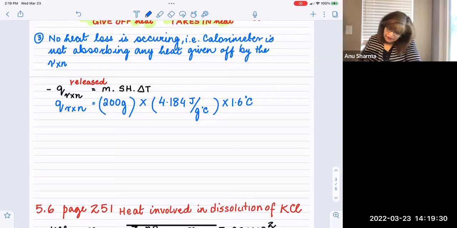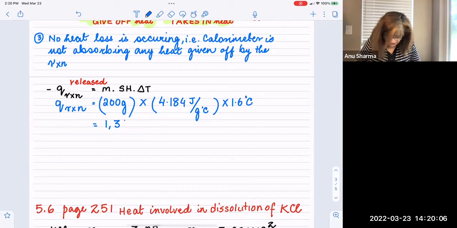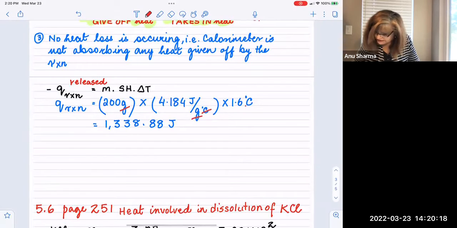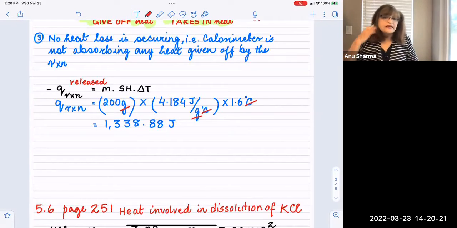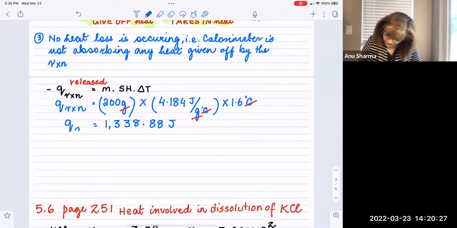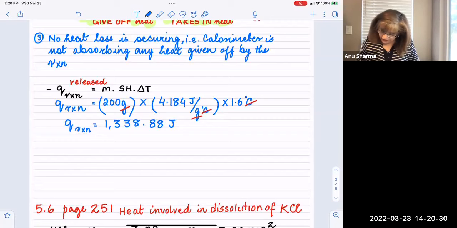That's the Q of the reaction because heat is being released here. When you multiply these, you get 1,338.88, and that is in joules. If you look at these units, grams and grams cancel out, degrees Celsius and degrees Celsius cancel out, and you are just left with joules. So that is the Q of this reaction, and this is also the Q of the solution.